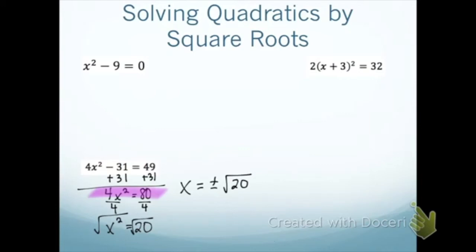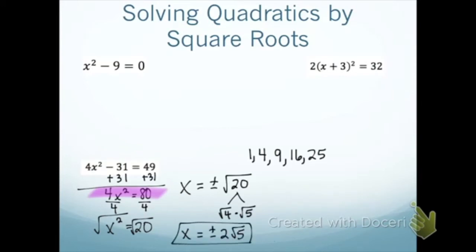Now recall, whenever we're simplifying square roots, we need to find the largest perfect square that divides 20. So my perfect squares are 1, 4, 9, 16, 25. Since I've gone over 20, I know that one of those is going to be what I'm going to use, and that would be 4, because it divides 20. So break this up into the square root of 4 times the square root of 5, because 4 times 5 is 20. And the square root of 4 is 2, so we get x equals plus minus 2 square root 5 for our answer.